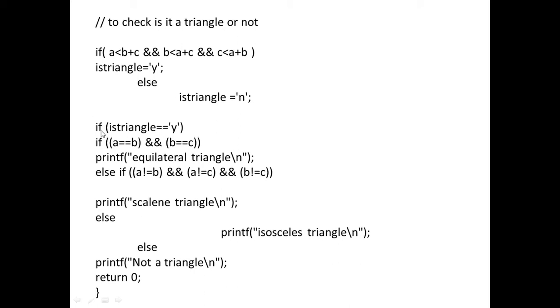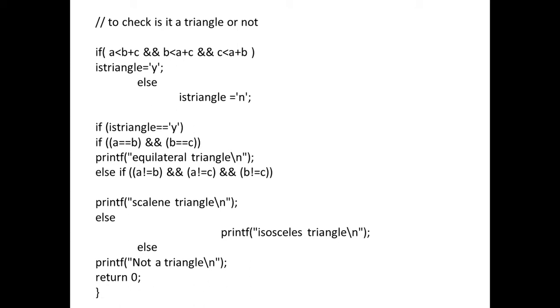If it is a triangle, then you are checking for equilateral triangle. You are checking whether A is equal to B or B is equal to C. If two sides of the triangle are equal, then you can say that it is isosceles. If all the three sides are equal, then you can say that it is an equilateral triangle. Else, if A is not equal to B, A is not equal to C, and B is not equal to C, all the three sides are not equal to each other, then it is a scalene triangle. Else, the last condition, that is isosceles triangle. So this is what the program is.